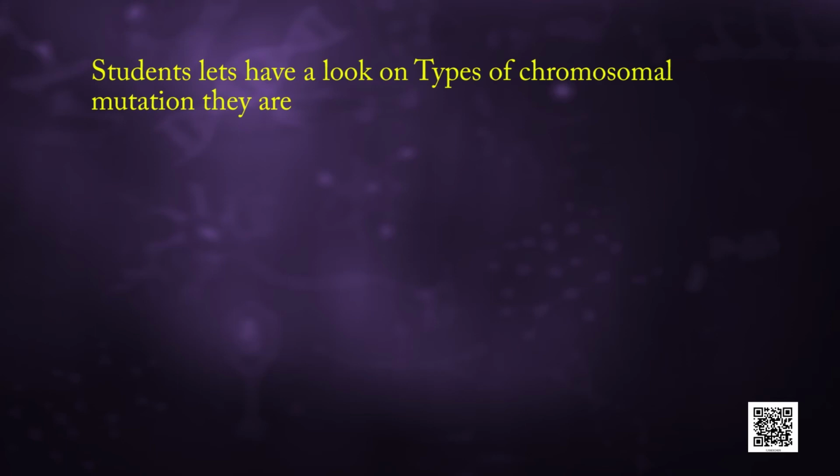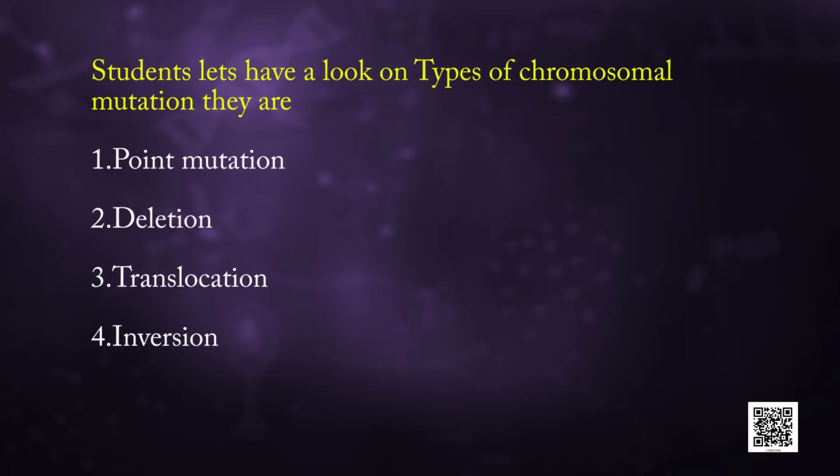Students, let's have a look at types of chromosomal mutation. They are point mutation, deletion, translocation and inversion. It is possible to induce mutation artificially through use of chemicals or radiations like gamma radiation, and selecting and using the plants that have the desirable characters as a source in breeding. This process is called mutation breeding.